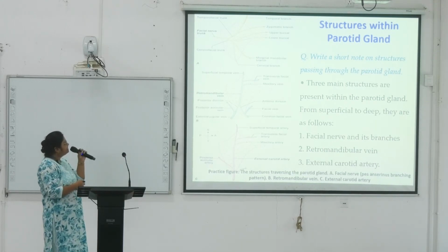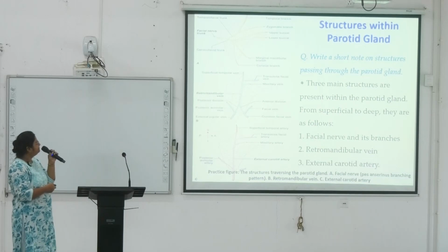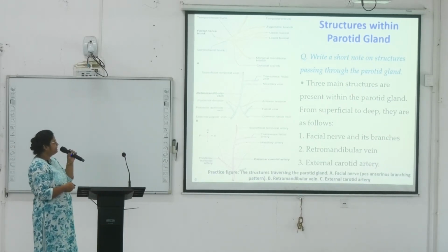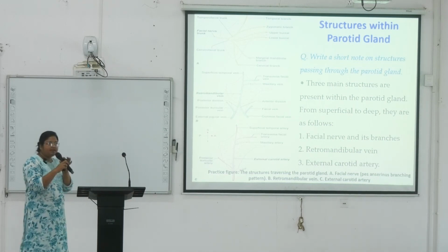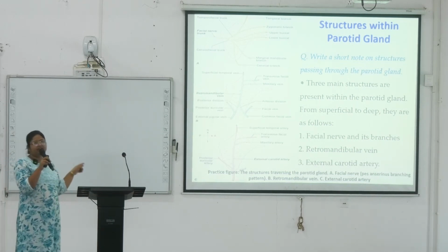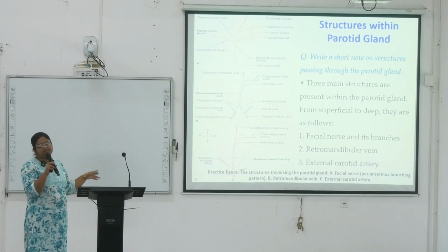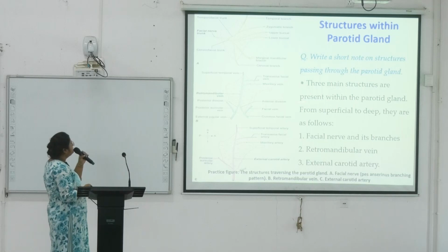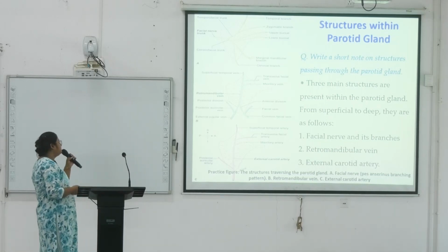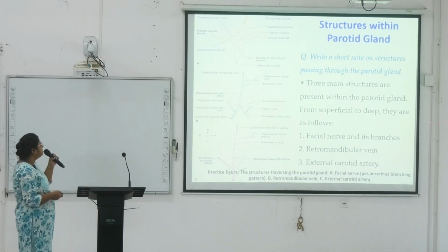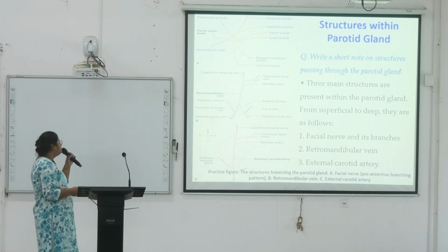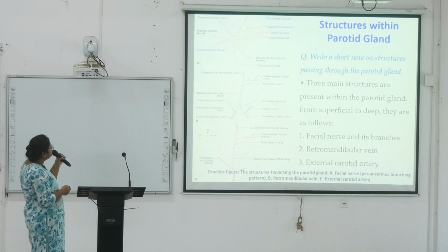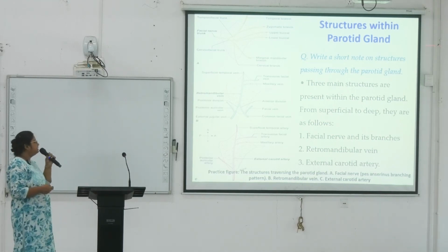Now we will discuss the structures within the parotid gland. These are also important. Three main structures. If they can be identified, you have to identify these structures in the viscera of the gland. Three main structures are present within the parotid gland. From superficial to deep, they are facial nerve and its branches. Here you can see this is facial nerve. Within the substance, it is dividing into multiple branches.